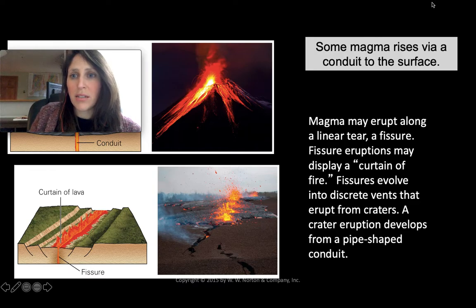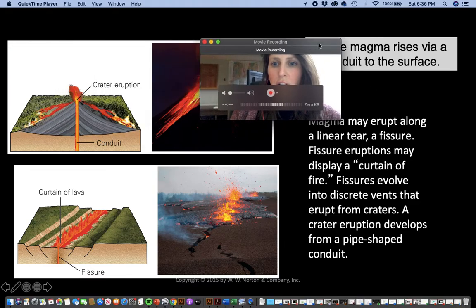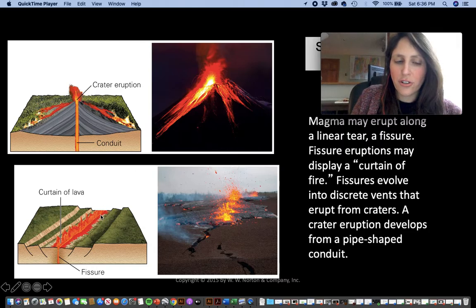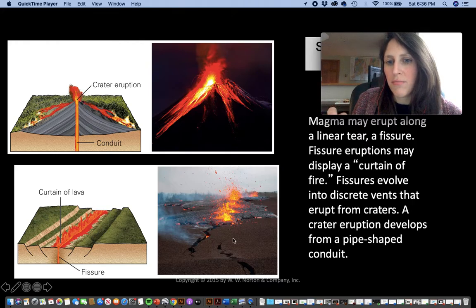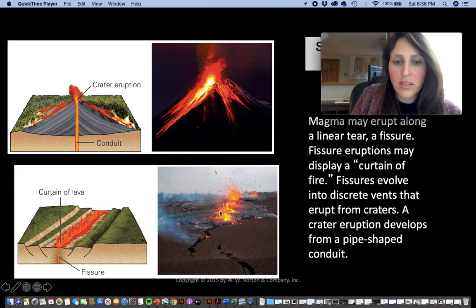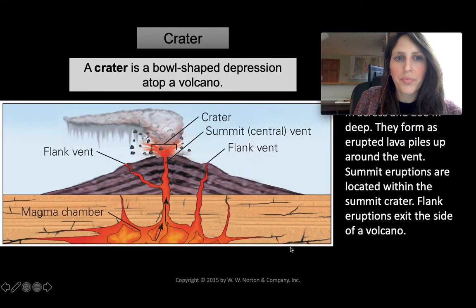Some magma rises via conduit to the surface. So these are our fissure eruptions. Little tiny cracks in the ground or on the flanks of the volcanoes. They can evolve into vents where gas can escape. They look like cracks like this. Sometimes it forms a curtain of fire. So this picture here shows this curtain of fire, where we have these fissures, these cracks in the ground or on the side of the volcano where gases and some lava can escape. And they're usually in these linear types of shapes, so little cracks.